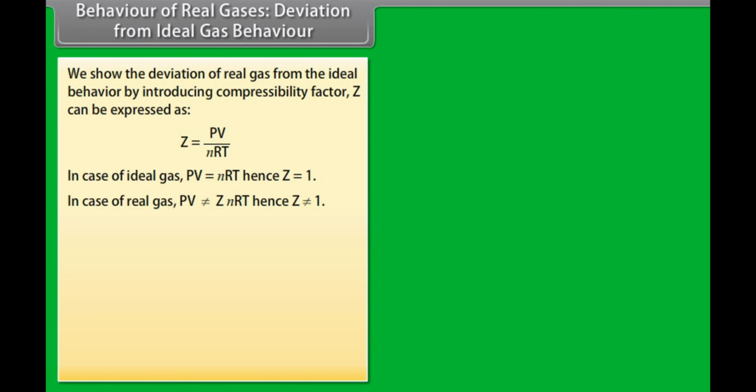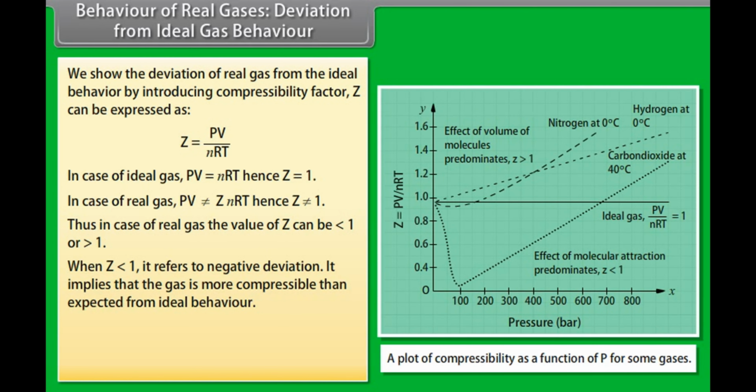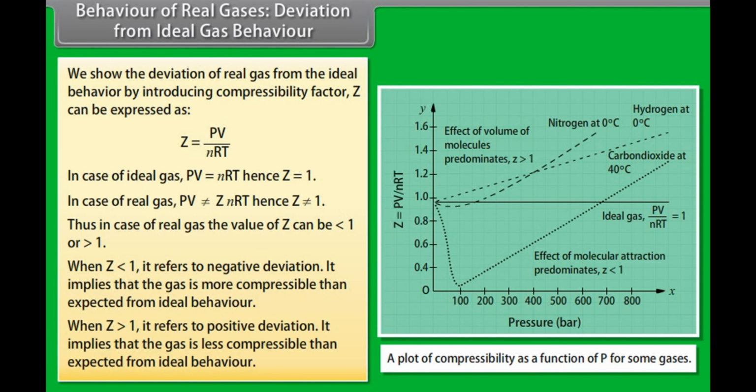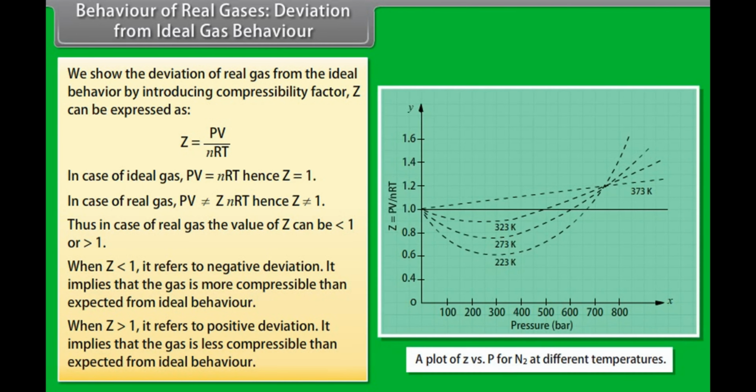In case of a real gas, PV ≠ ZnRT. Hence, Z ≠ 1. Thus, in the case of a real gas, the value of Z can be less than 1 or greater than 1. When Z is less than 1, it refers to negative deviation. It implies that the gas is more compressible than expected from ideal behavior. When Z is greater than 1, it refers to positive deviation. It implies that the gas is less compressible than expected from ideal behavior.